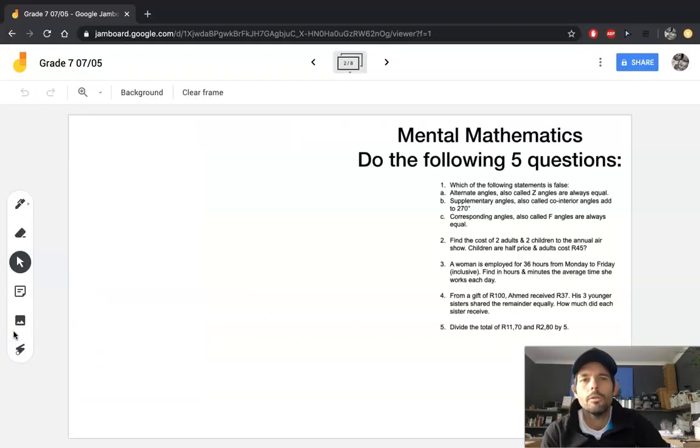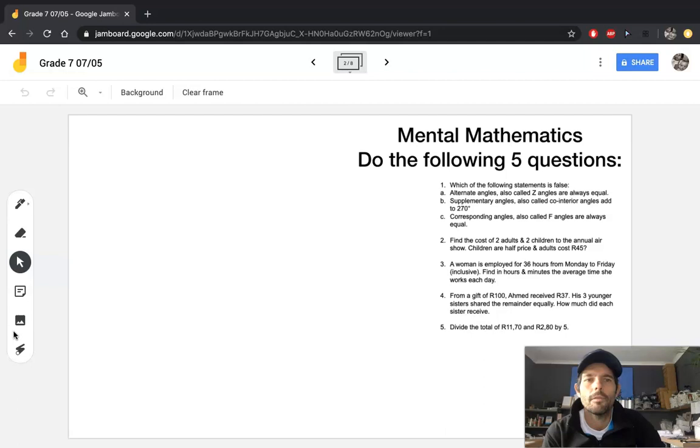1 was true or false, and that's just going over angles in parallel lines. Alternate angles, also called Z angles, are always equal. That's very true. Supplementary angles, also called cointerior angles, add up to 270. That, I'm afraid, is false. So we know that cointerior angles or supplementary angles need to add up to 180 degrees. And C is true, as corresponding angles are called F angles, and they are always equal. So statement B there would have been false.